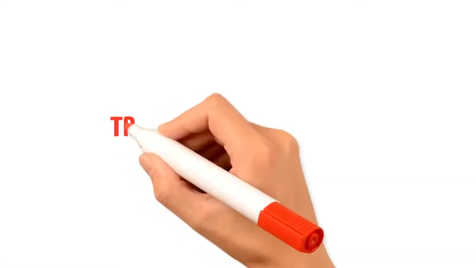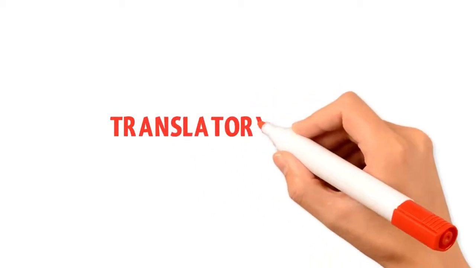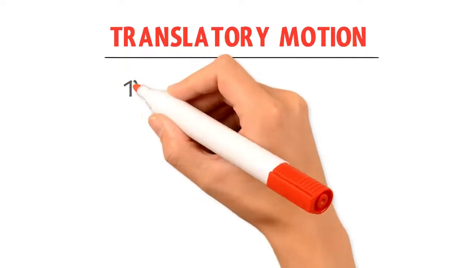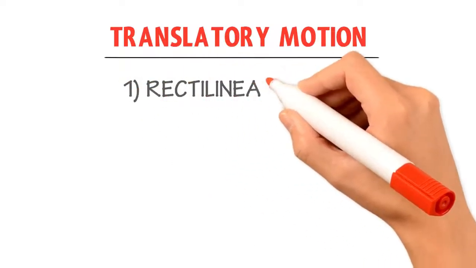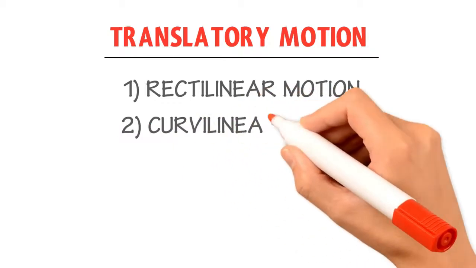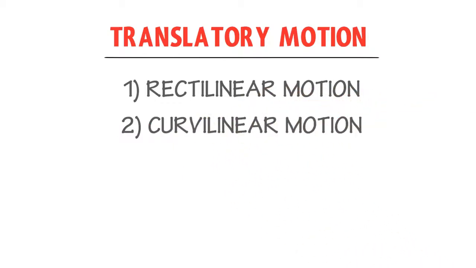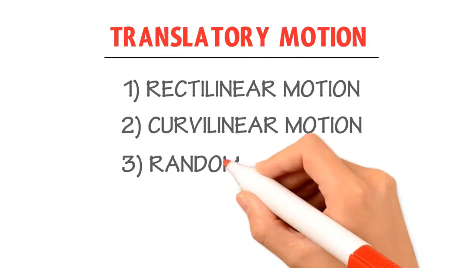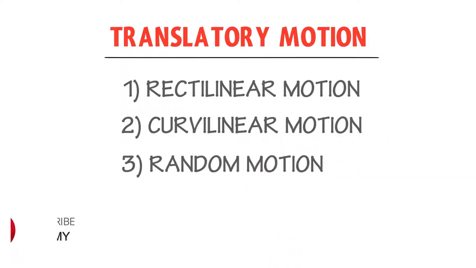Translatory motion is further divided into three types. The first type of translatory motion is rectilinear motion, the second type is curvilinear motion, and the third type is random motion.